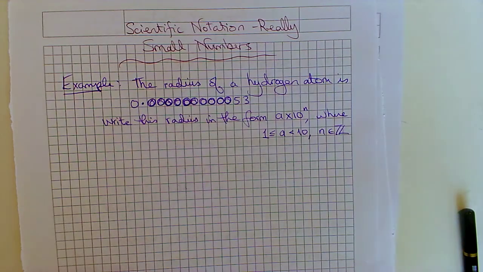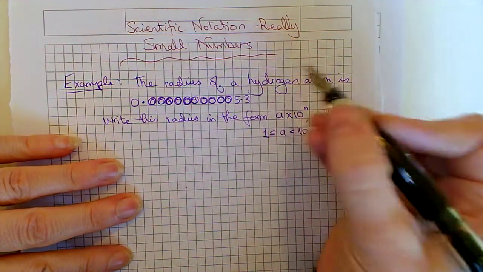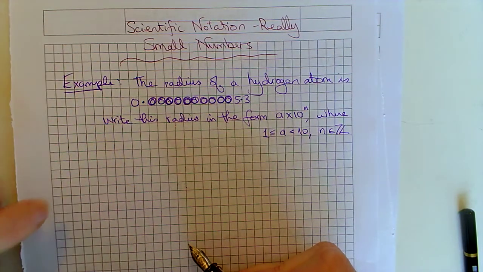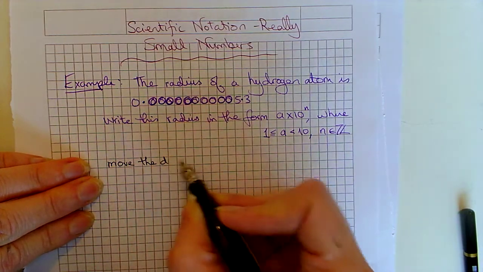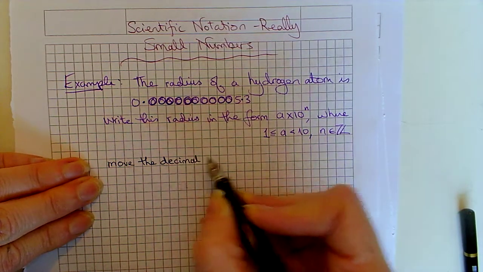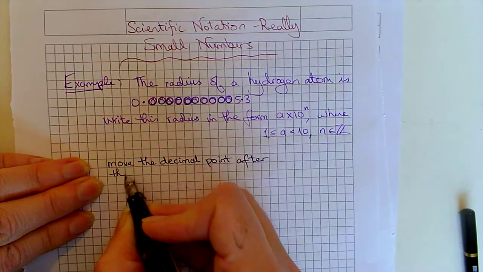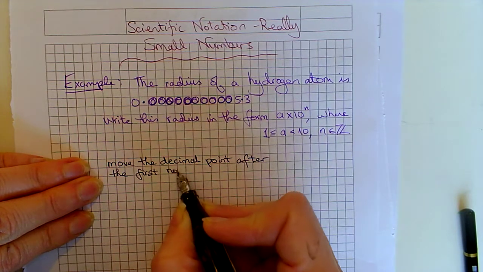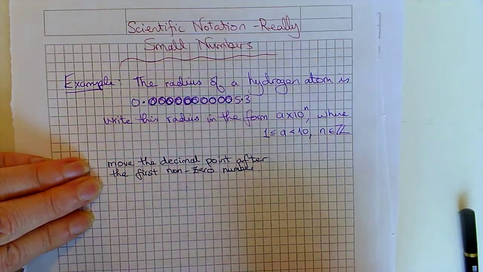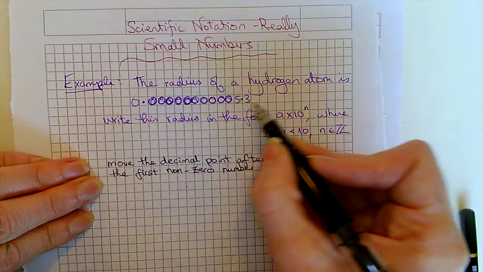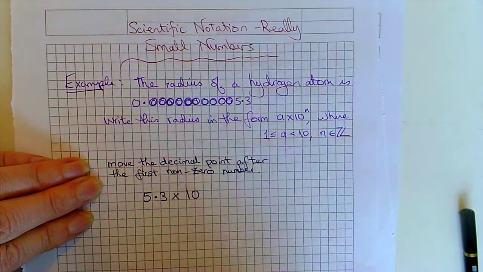So how do we do this? Well, we know that because this must be between 1 and 10, we need to move our decimal point after the first non-zero digit. So we move the decimal point after the first non-zero number. Then what do we do? So we know we're going to have 5.3 by something. It'll be 5.3 by 10 to the power of what?